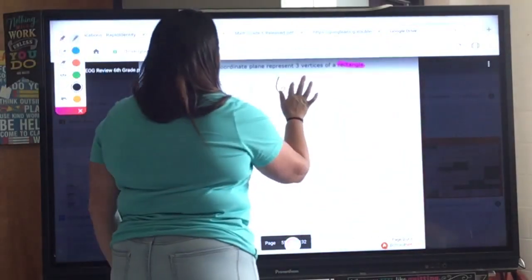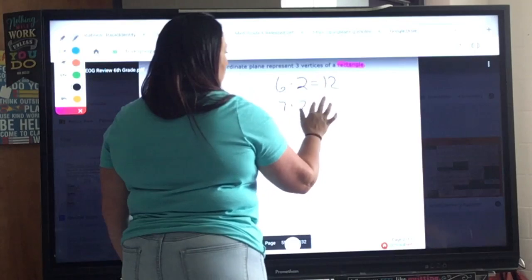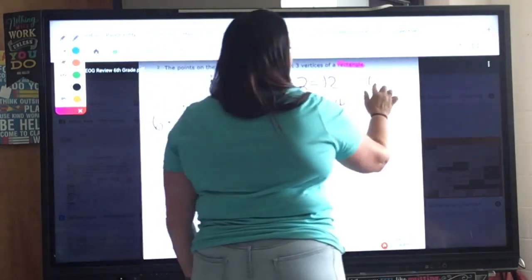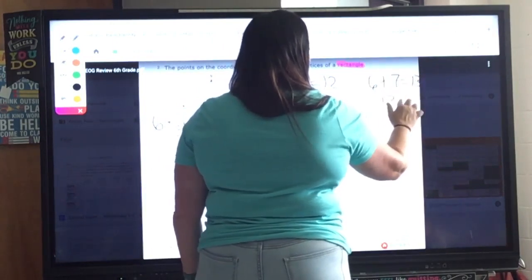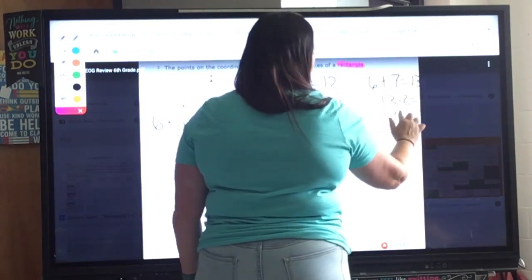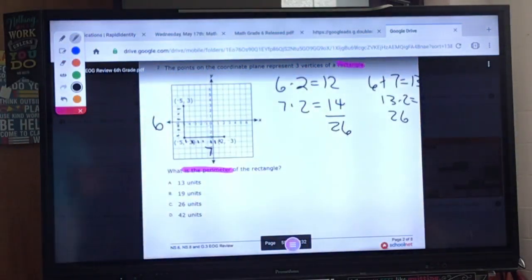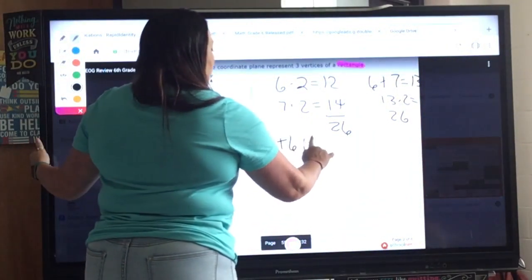Alright, so you can do 6 times 2, which gives us 12, and 7 times 2, which gives us 14, which gives us 26. You can also do 6 plus 7 equals 13. 13 times 2 equals 26. What's another way we can solve this? What's another way? Camden? 6 plus 6 plus 7 plus 7.